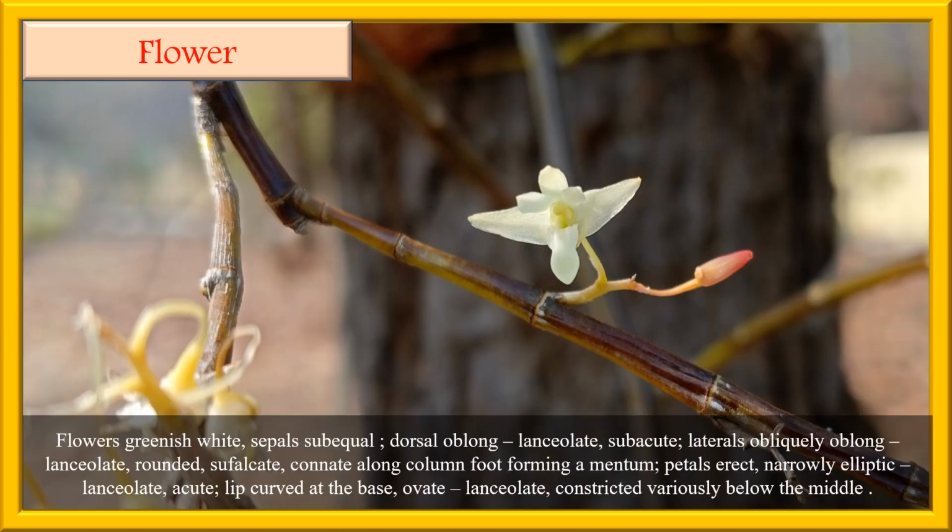Now comes one of the most interesting and beautiful things of this particular orchid: the flower is greenish-whitish, the sepals are subequal, the dorsal one oblong lanceolate, and the lateral sepals connate along the column foot forming a mentum. The petals are erect and narrowly elliptic to lanceolate, curved at the base, ovate lanceolate. So this is the flower structure, as you can see.